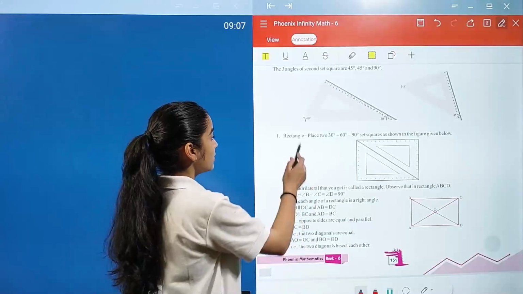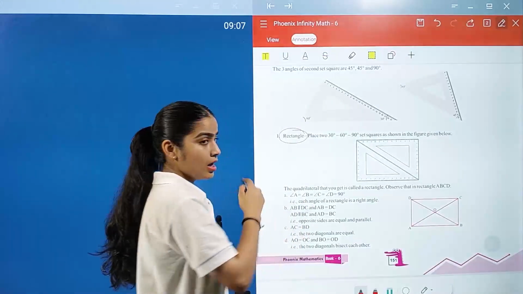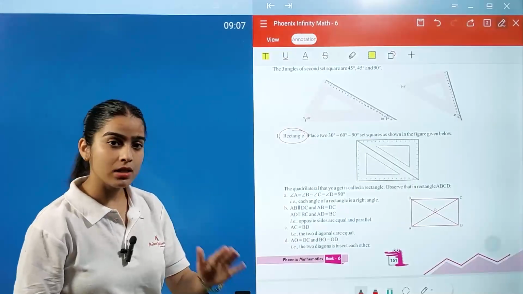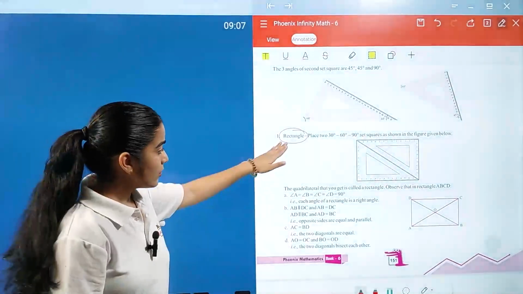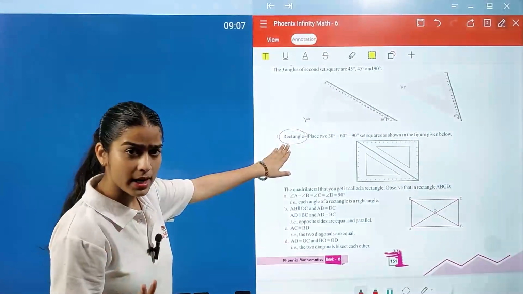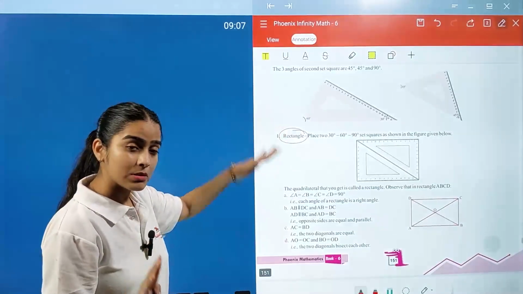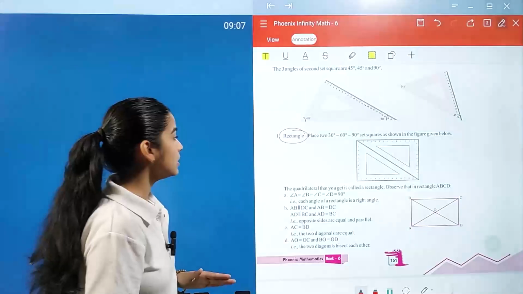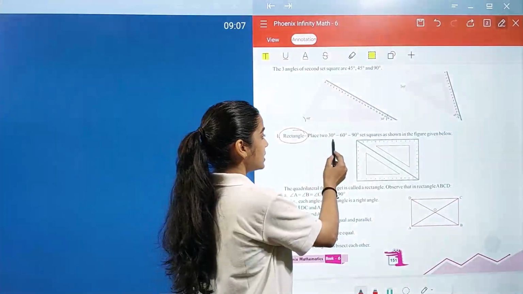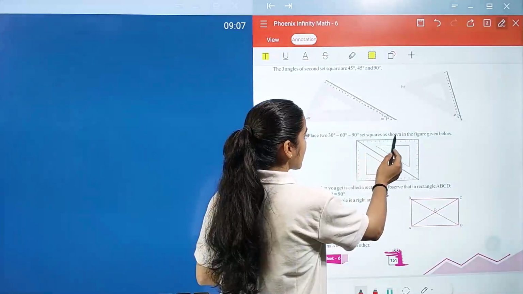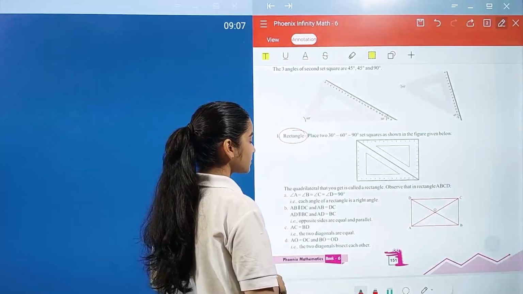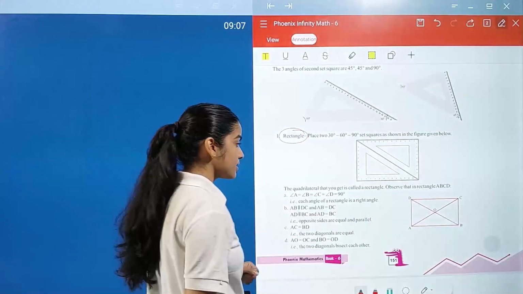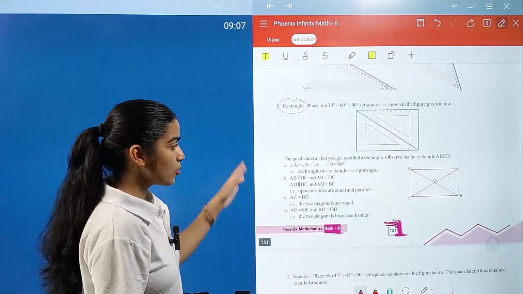So what you see here, we have first the rectangle. Quadrilateral means a shape which has four angles and four sides. We all know that a rectangle has four angles and four sides. Similarly, we have different quadrilaterals which we are going to deal with in depth in this section. Place the 30, 60, 90 degree set squares as shown in the figure below.